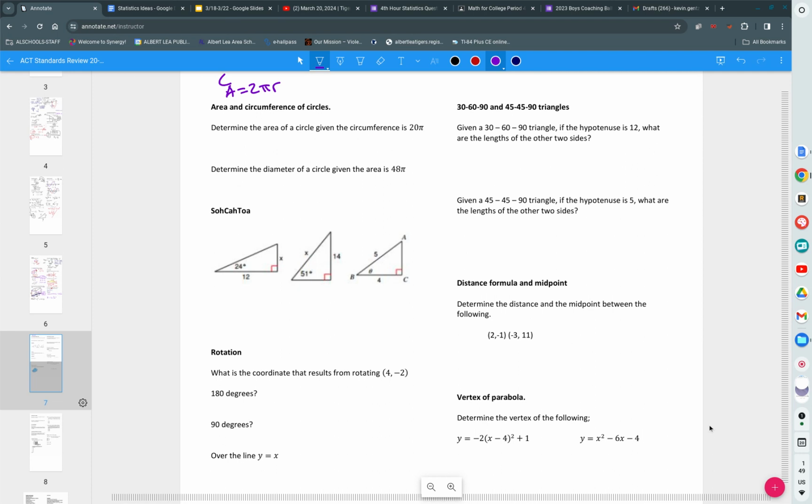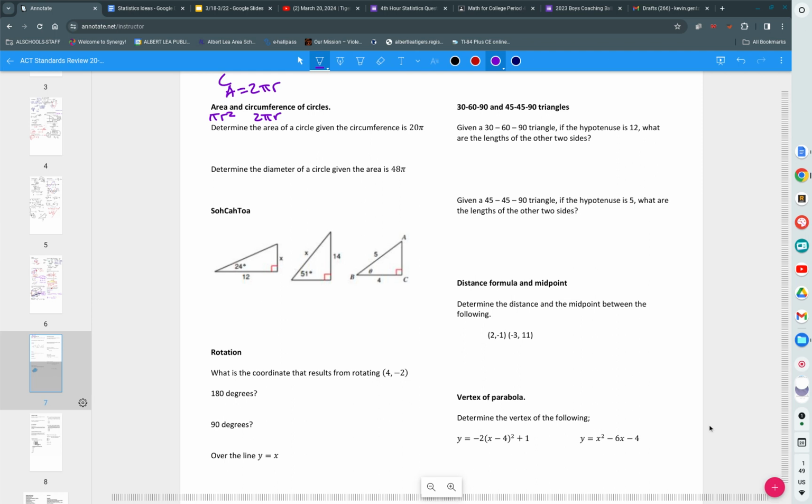What is the formula for area of a circle? Pi r squared. Please don't forget those, folks. Area is pi r squared, and circumference is 2 pi r. Okay? Please know those. They will not give those to you. Those are seen as kind of common knowledge when you're taking the ACT.